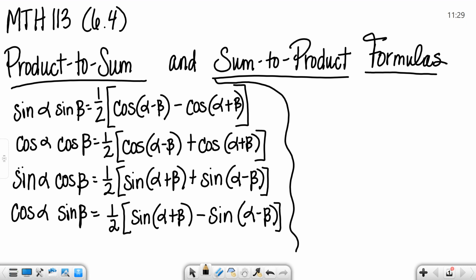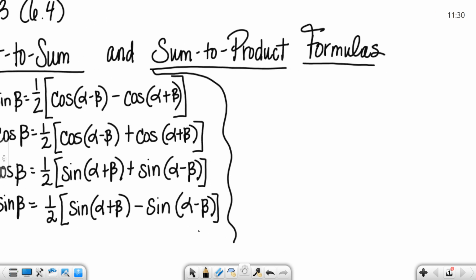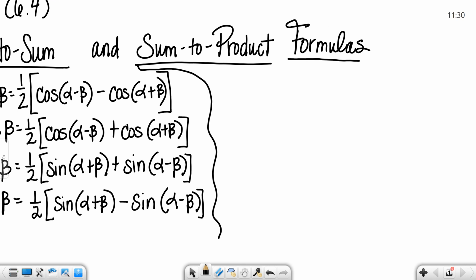Okay, now let's do the sum to product. You need to make sure you have these jotted down somewhere so that as I go through the examples, you're able to see the formulas as I plug them in where they belong. Now these are involving some fractions, so they're going to be a little bit bigger.